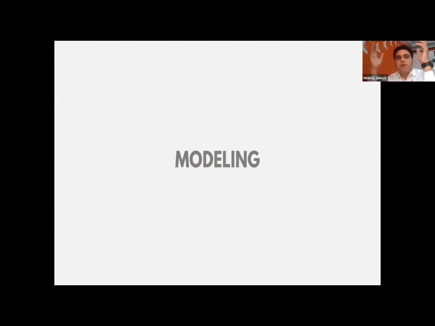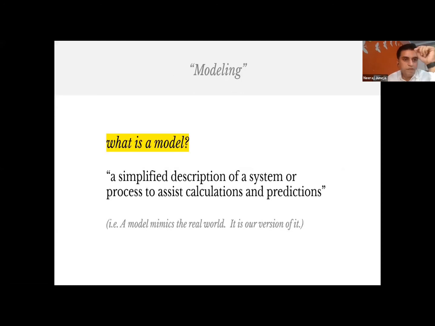So after data preparation, it comes to a stage where we need to prepare a model, right? And in the modeling, what is a model? If we go into the dictionary definition, it is a simplified description of a system or process to assist calculations and predictions. But in layman's language, a model is nothing but a prototype which mimics anything what is happening in the real world, right?